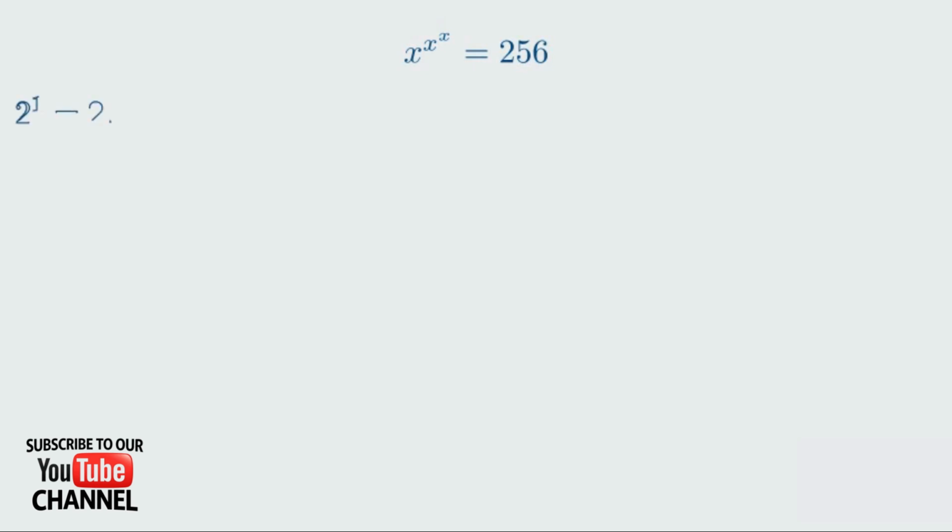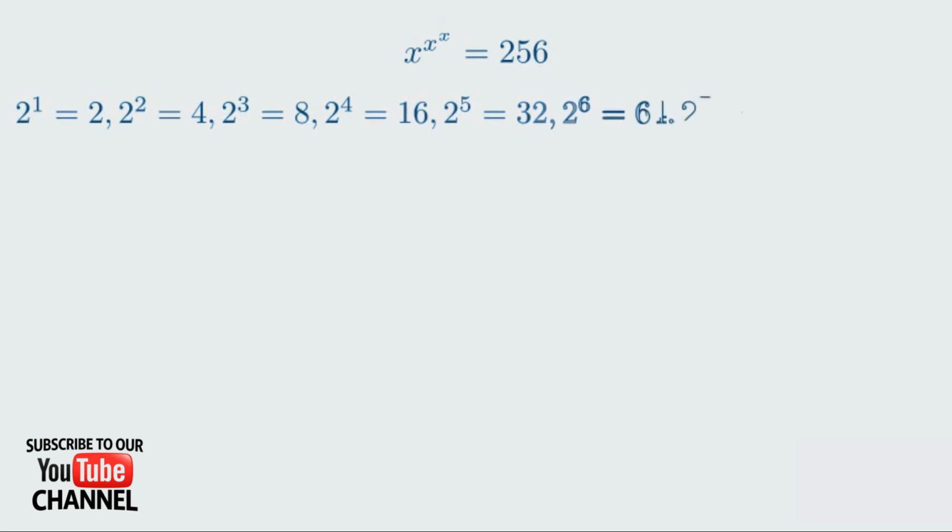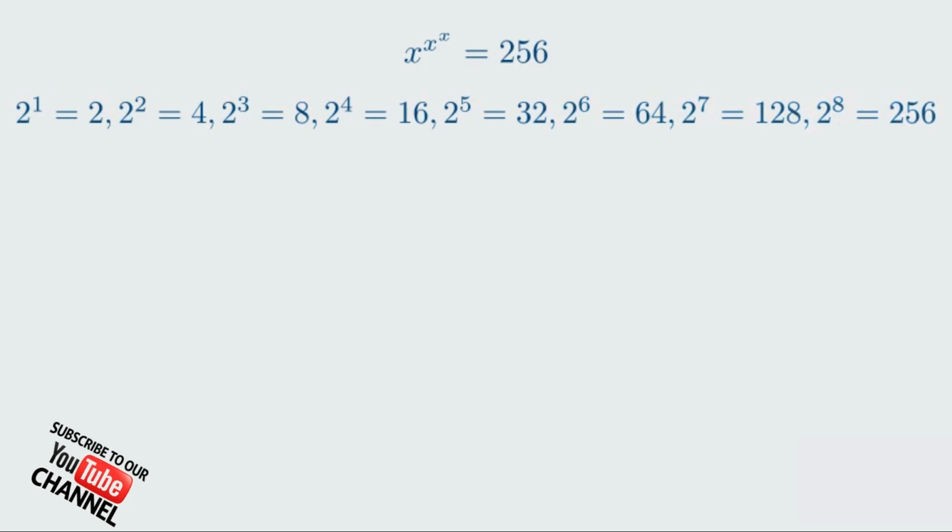For example, 2 to the first is 2, 2 squared is 4, 2 cubed is 8, and so on. We can keep going until we find 256. 2 to the 7th is 128, and 2 to the 8th is 256. So, we found that 256 can be written as 2 to the 8th power. Let's substitute that back into our equation. Now we have x to the power of x to the power of x equals 2 to the 8th.